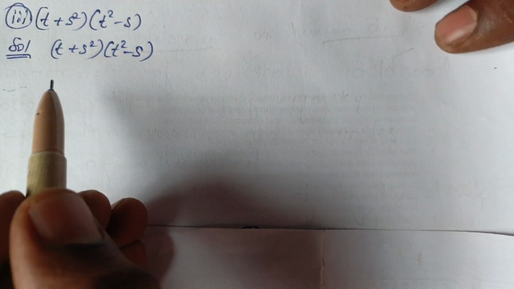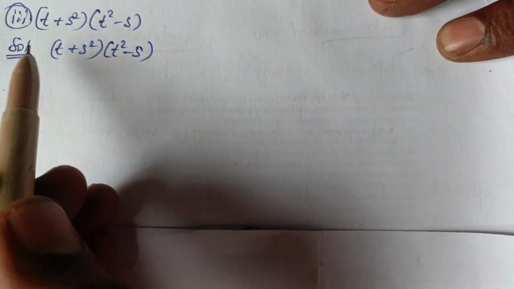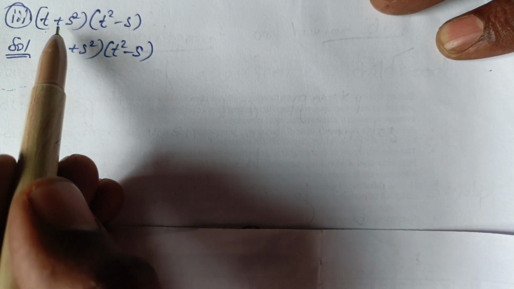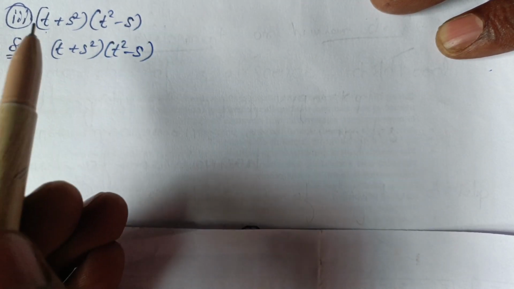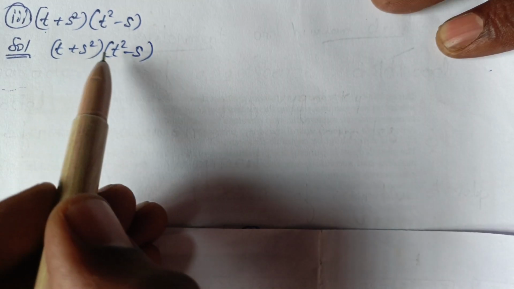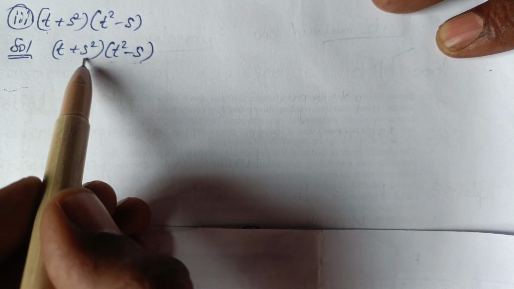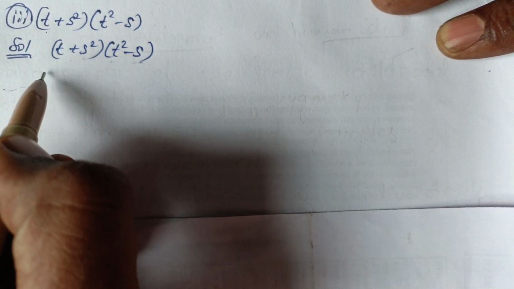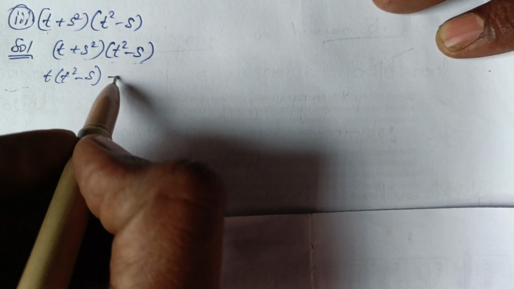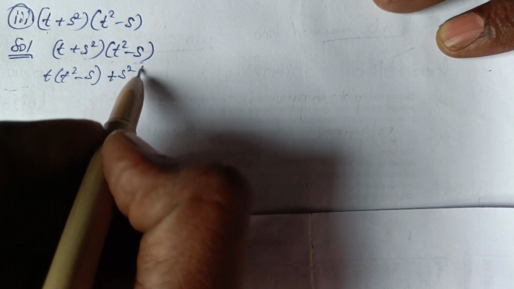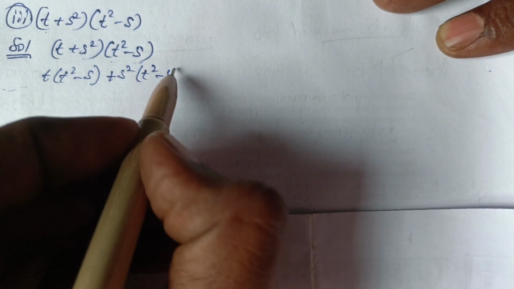Third part, let's multiply the third part. Here they have given in the third part, t plus a square into t square minus s. So let's multiply. Now t into entire this term, plus a square into entire this term, we need to multiply. Let's write it down, t into t square minus s, plus a square into t square minus s.